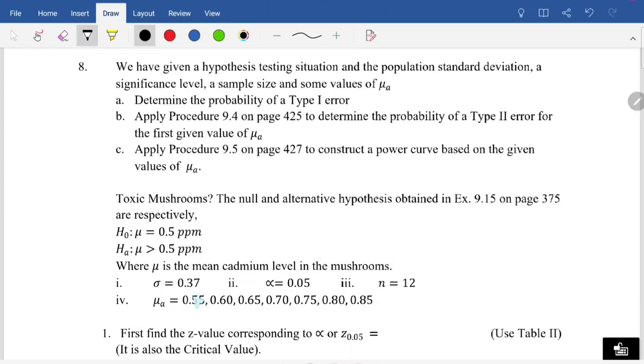All right, and they have given us some data points. So sigma, which is the population standard deviation here, is 0.37 ppm. Alpha, which is the significance level at which the hypothesis test was performed, is 0.05, and the sample size equals 12, and they have given us a set of alternate means from 0.55, 0.60, all the way to 0.85, with which we should be calculating our beta and therefore the power of the test. However, we will only solve this problem for the first alternate mean given to us, which is 0.55. The process is going to be the same for all the other alternate means. So this is just for demonstration purposes, so I will just use the first one. Otherwise it'll take too long.